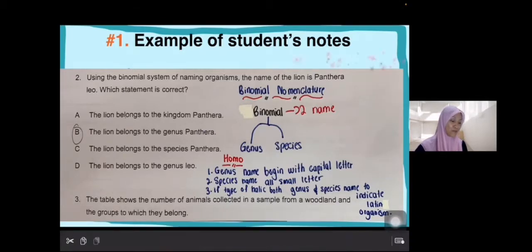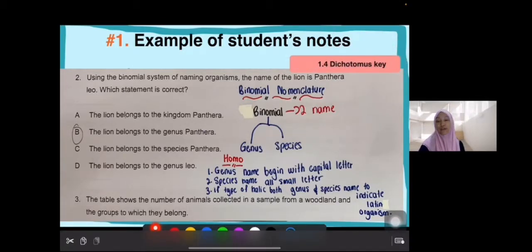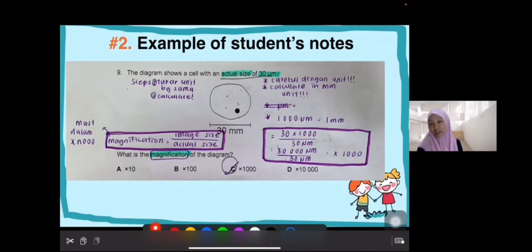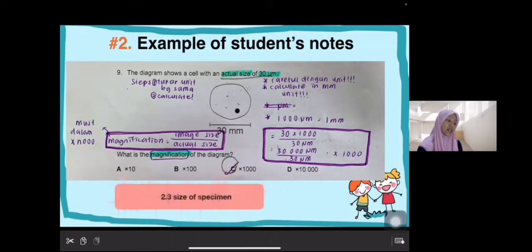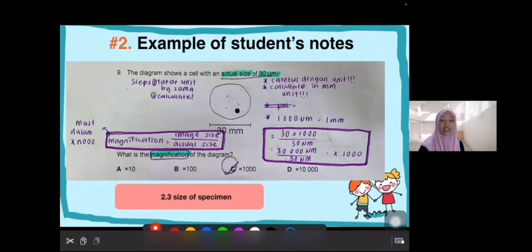Okay, this comes from topic 1.4, dichotomous scheme. Next, this is another sample of my students'. Siapa tahu? The diagram shows a cell with an actual size of 30 micrometer. Ini adalah topik 2.3, size of specimen. Bila you try to label ni, memang you kena buka syllabus satu persatu dan tengok apa kriteria yang 2.3 nak you faham. Dari situ nanti you akan buat nota macam ni.